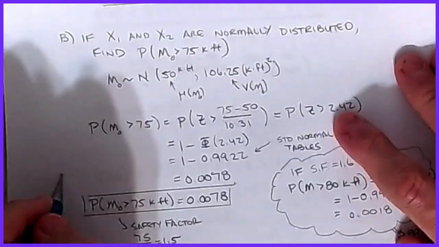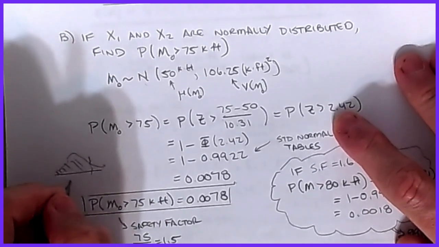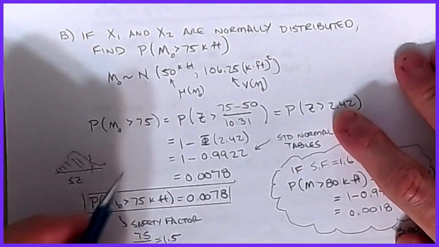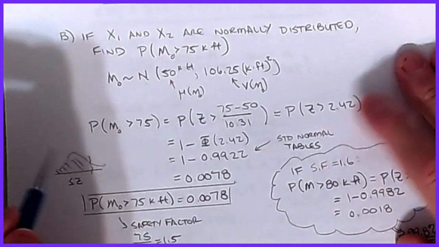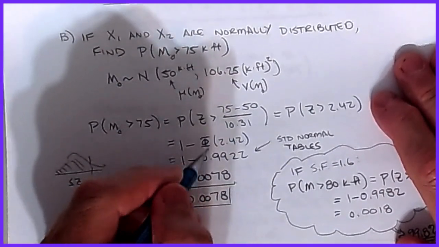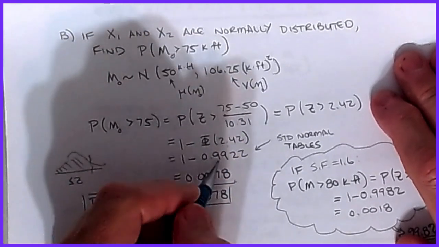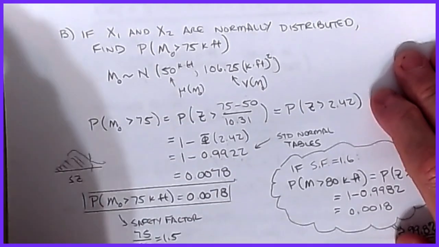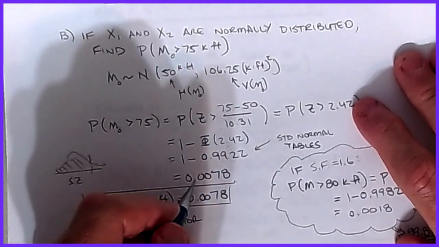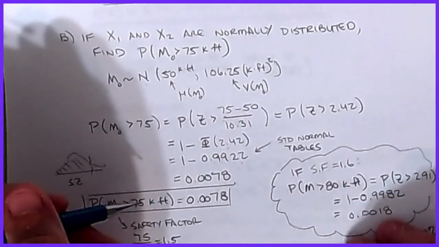Remember, our z tables are always set up so that we're doing a less than or equal to z dimension. That's why I have to switch it to get to a greater than. So the probability that we exceed 75 is 1 minus phi of 2.42, which comes out of the standard normal table. That value is 0.9922. Then 1 minus that number gives me a probability of exceeding 75 on the order of 0.0078. So it's less than 1%.